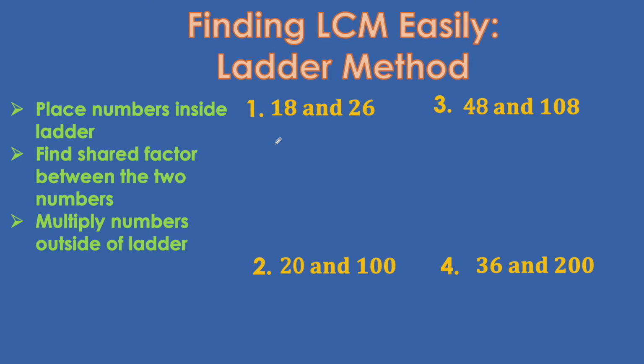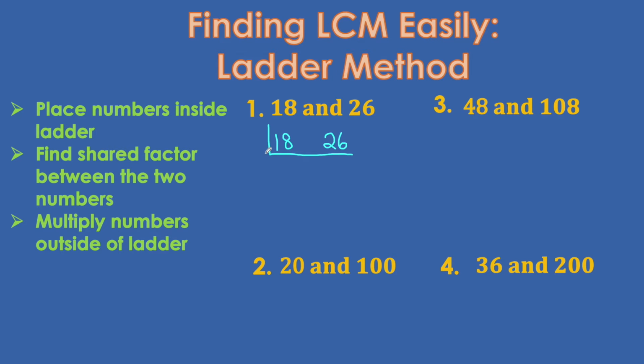Let's look at the first example. We want to find the least common multiple, the LCM, of 18 and 26. The first step we're going to do is write down these numbers, 18, 26. And then we're going to draw a sign that basically looks like an L. That will be on the outside of these numbers.